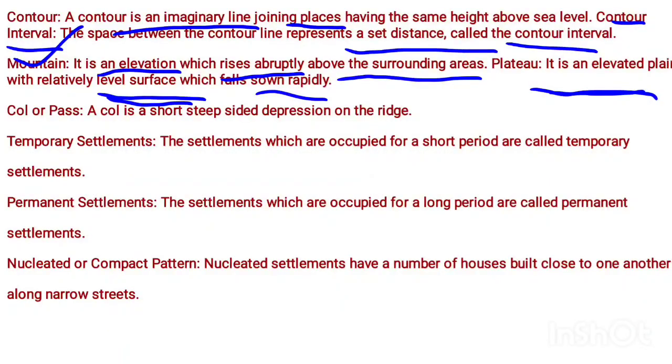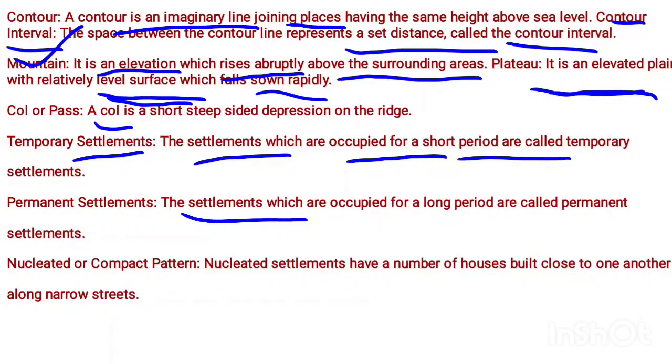Next one is pass or col. Col is a short, steep-sided depression on a ridge. Next one is temporary settlement. The settlements which are occupied for a short period are called temporary settlements. In the case of permanent settlements, the settlements are occupied for a long period of time.